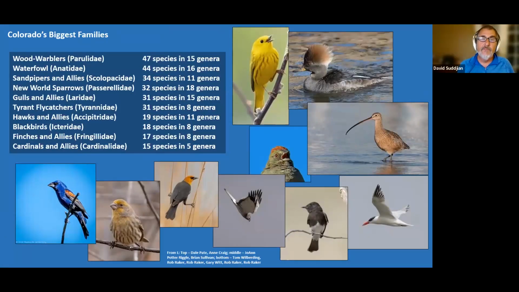Okay, so not all families are equal in terms of their diversity. We've got some families that have a lot of different species, wood warblers and waterfowl families leading the list, each with over 40 different species recorded in Colorado. And working on down, so these are the top 10 most diverse families in Colorado. Wood warblers, waterfowl, sandpipers, New World sparrows, gulls and allies, tyrant flycatchers, hawks, blackbirds, finches and allies, and cardinals and allies. So these are the real diverse groups.